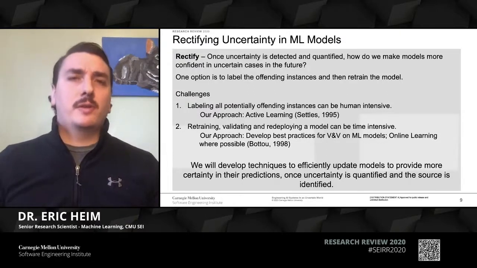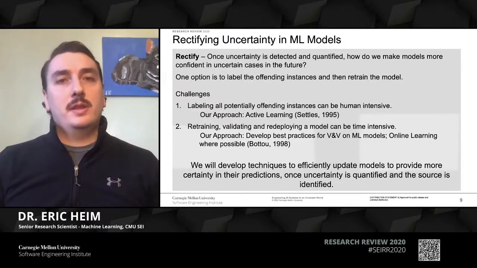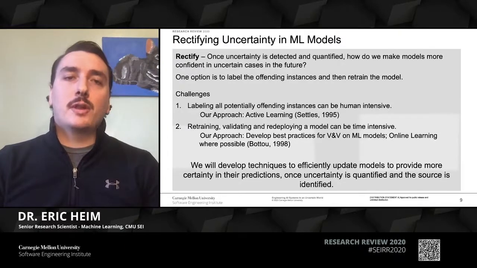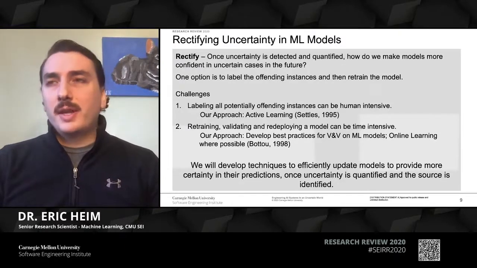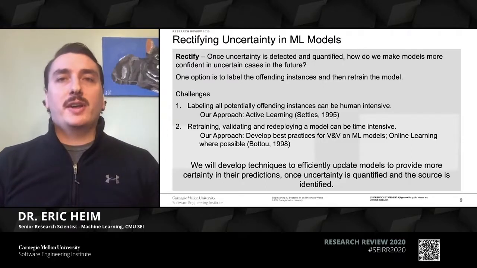So one of the approaches we're going to investigate for that is active learning, basically choosing the most informative instances to have humans label instead of just all of them. And then the other potential challenge is retraining, validating, and deploying a model can be very time intensive.